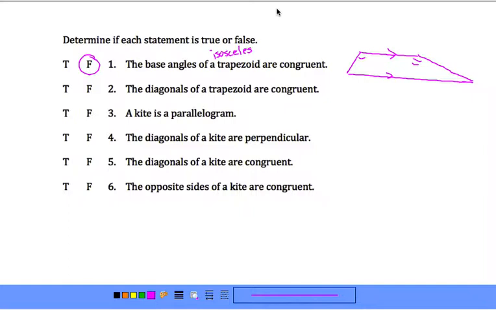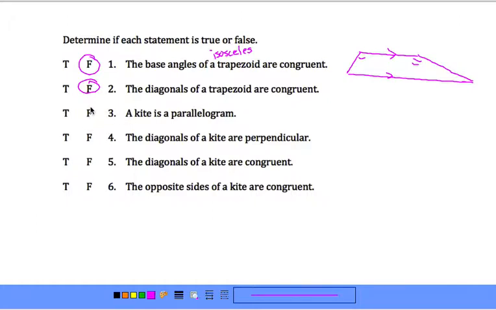So a lot of the true-false questions are going to have a lot of thinking about what those properties are very specifically. So that being said, in number 2, the diagonals of a trapezoid are congruent. That's also false because the diagonals of an isosceles trapezoid are congruent, not just regular old trapezoids.